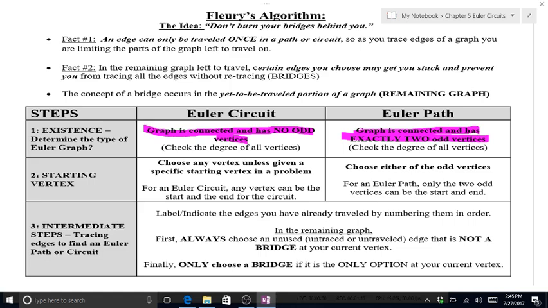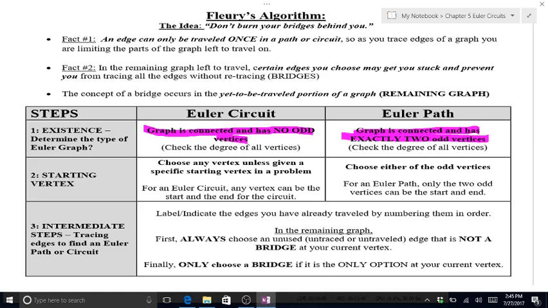Fact 2. Certain edges you choose may get you stuck and prevent you from tracing all of the edges without retracing because it's a bridge. Again, once you go across it, if there's no other edge connecting that point, you're stuck. There's nothing else you can do. You cannot travel again. So, in order to use Fleury's algorithm, this is a good way to figure out, do I have a circuit or do I have a path? Which will then in turn help you trace that circuit or path.